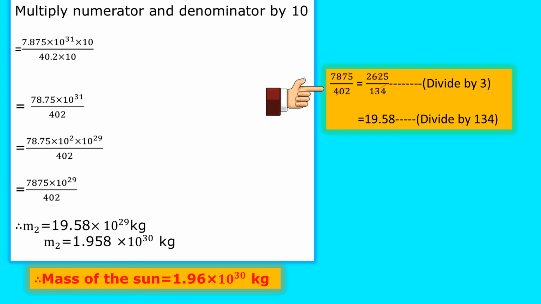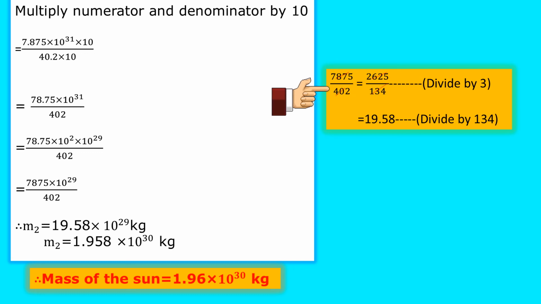Now we have to divide this. How to divide? Let us see on the right hand side. 7,875 upon 402. We have to divide this fraction by, first of all, 3. After dividing it by 3, we will get 2,625 upon 134. After that, we have to divide this fraction directly by 134. After dividing, we will get 19.58. This value we will write on the left hand side. Therefore, m2 is equal to 19.58 into 10 raised to 29 kilogram.